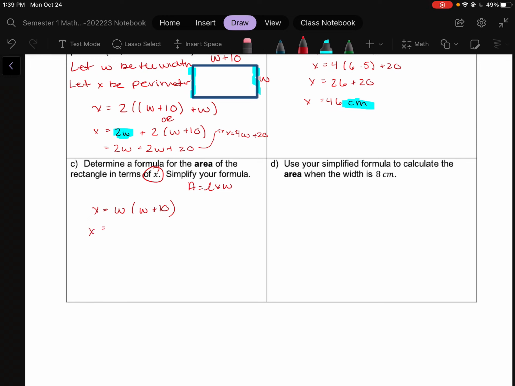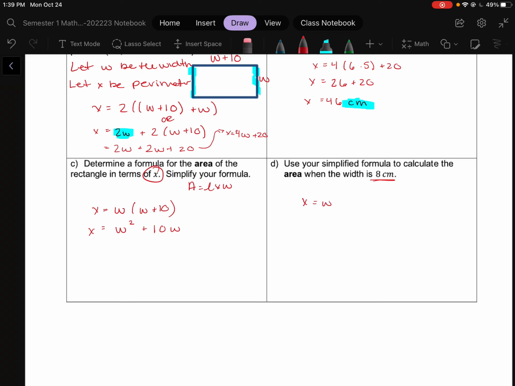And then in order to expand and simplify, it's going to be w to the power of 2, because w times w is w to the power of 2 plus 10w. And then D, use your simplified formula to calculate the area when the width is 10 centimeters.